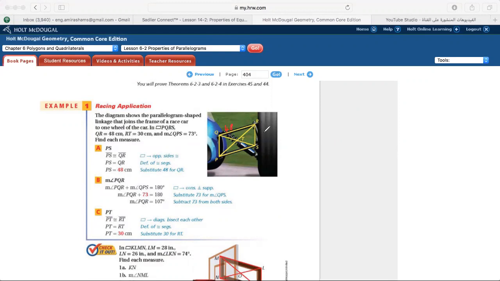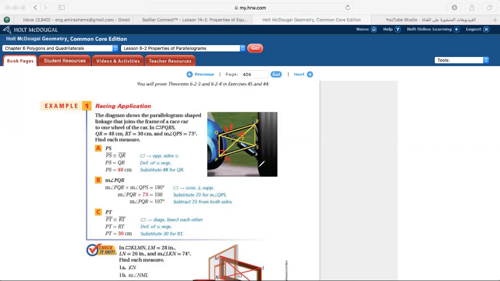And RT is 30. And QPS is 73. QPS, this angle is 73.